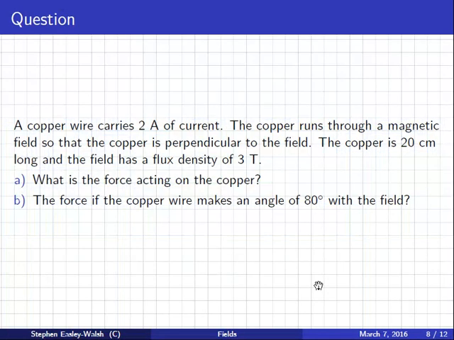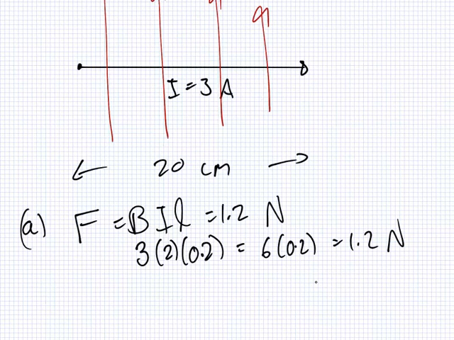For part B, if the angle is 80, what formula do you need now? Is it sine or cos in the formula? Sine. So multiply the answer by sine 80. What is the value of sine theta? Oh, 1.18. Okay.